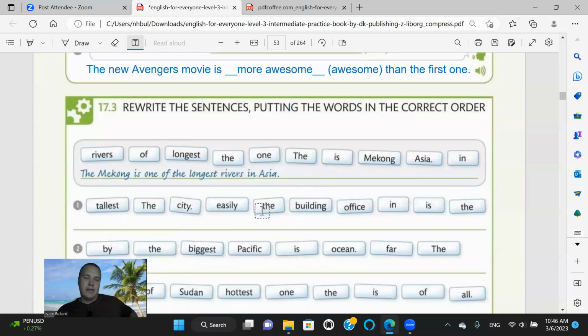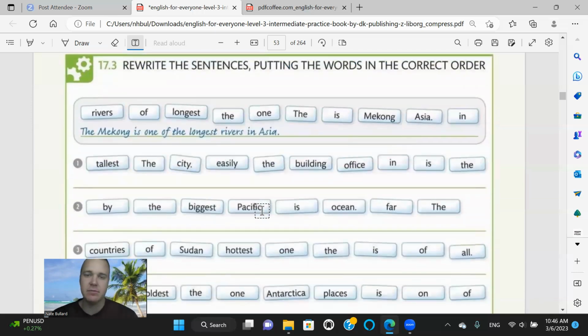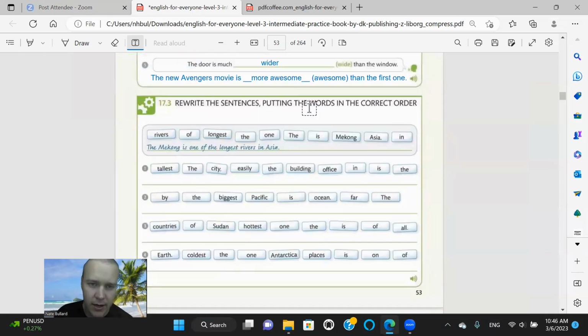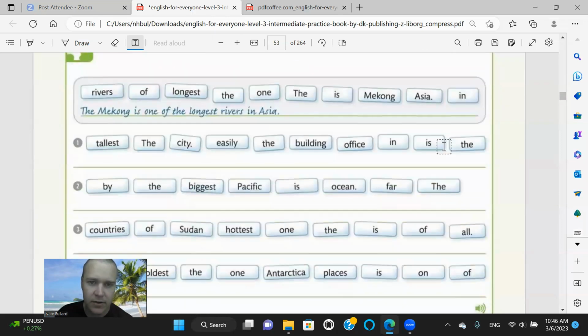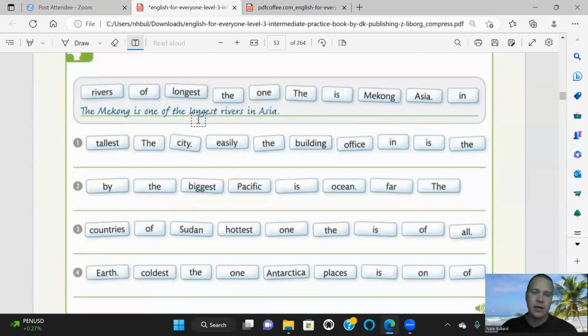Okay. All right, this one. Rewrite the sentences putting the words in the correct order. The Mekong is one of the longest rivers in Asia. All right, the Mekong is one of the longest rivers in Asia. The longest is a superlative, longest. Más largo, más largo. Okay, it's uno de los ríos más largos en Asia.